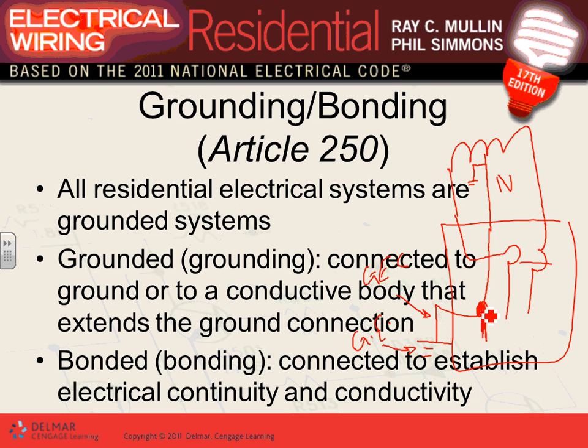When we bond the neutral here, it's called the main bonding jumper. There's a term they call it, main bonding jumper. So the grounded conductor is the neutral. Here, the grounded conductor is that conductor. Bonding, so they use grounded or grounding. If it's grounded, it's connected to the ground. Grounding is connected to a ground or a conductive body that extends the ground connection.